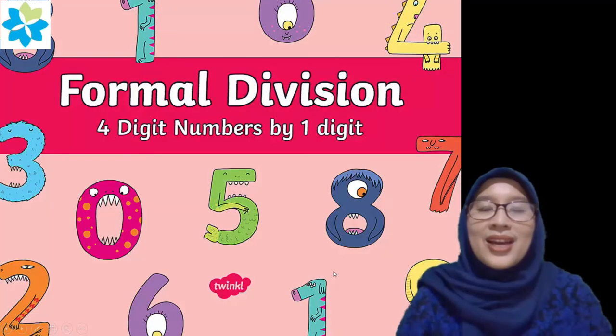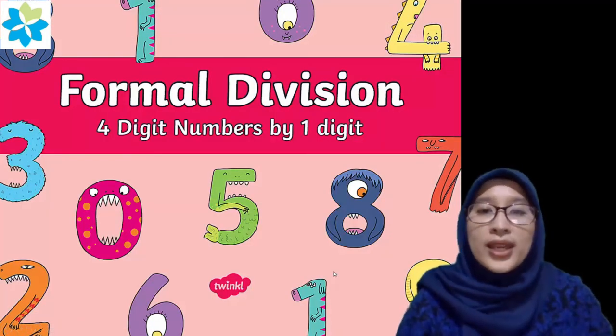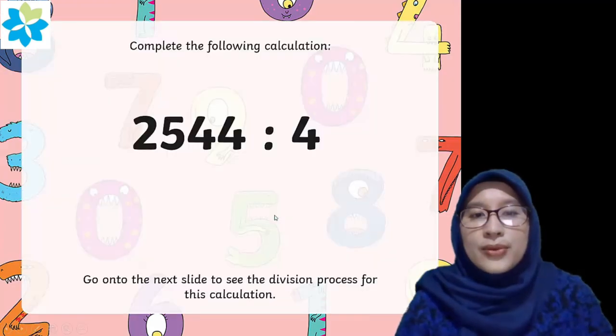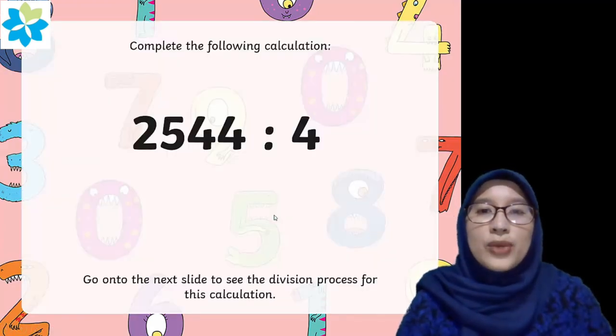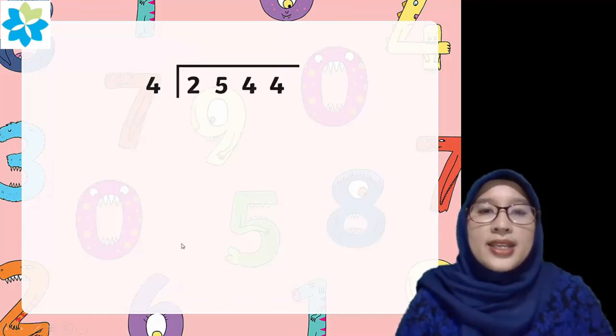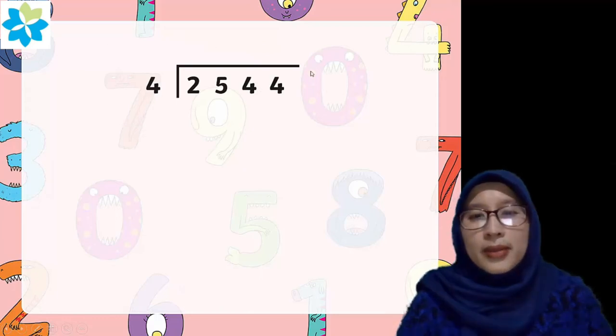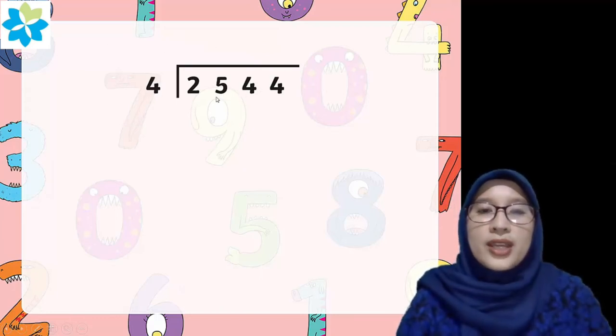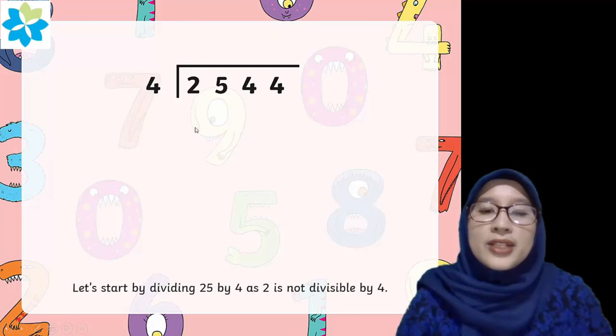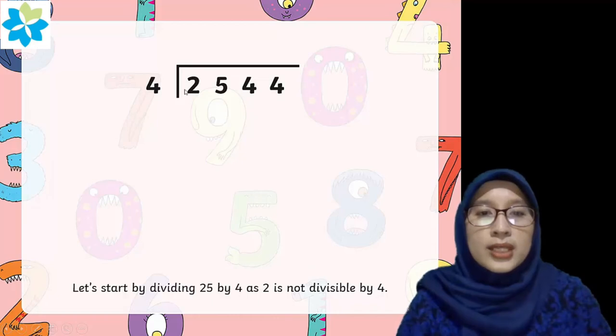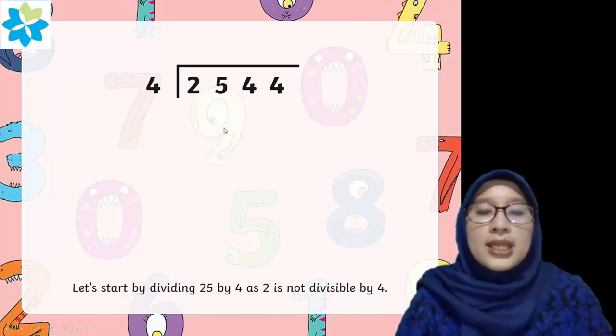Okay, now what if we use the long way division? And let's see an example. Now let's complete the following calculation. 2544 divided by 4. Okay, let's make this method to write the division. First, let's start by dividing 25 by 4, as 2 is not divisible by 4. Kita mulai membaginya dari bilangan 25 ini ya, karena kalau kita mau menggunakan 2 langsung ini tidak bisa. 2 dibagi 4 kan kurang ya, jadi kita gunakan langsung 25 di sini. Then 25.